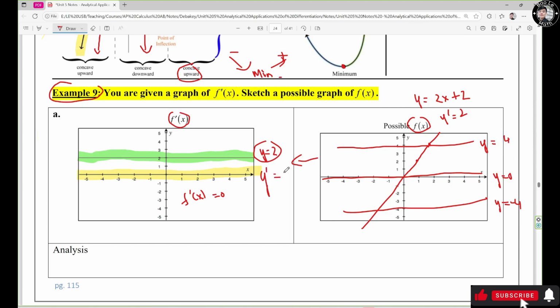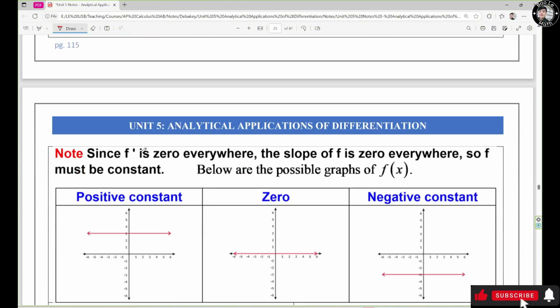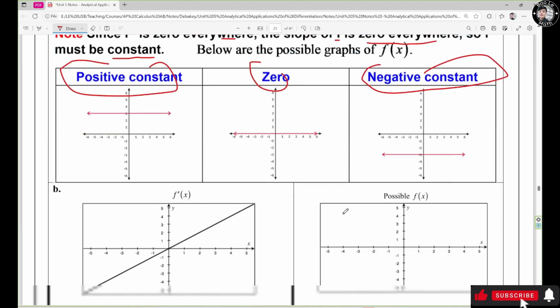Y prime equals 0, right? So, since f prime is 0 everywhere, the slope of f is 0 everywhere. So, f must be a constant. Below are the possible graphs of f of s, right? We have three different cases: positive constant, 0, or negative constant, right?